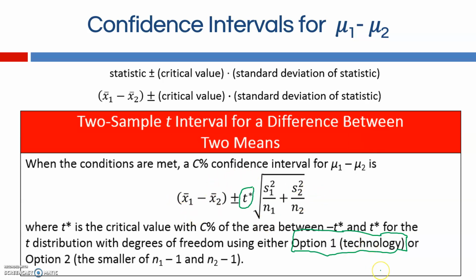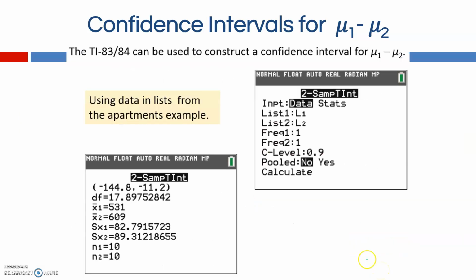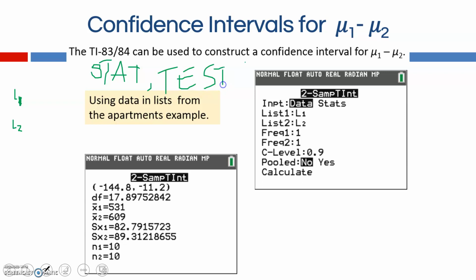Okay, so the next slide here, hopefully you have the data in your two lists. Remember, L1 was for the 1-bedroom apartments near that college campus. L2 was for the 2-bedroom apartments. And you're going to look for the 2 sample t interval. Okay, you're going to hit your typical stat and tests, and you're going to scroll until you find the 2 sample t interval.